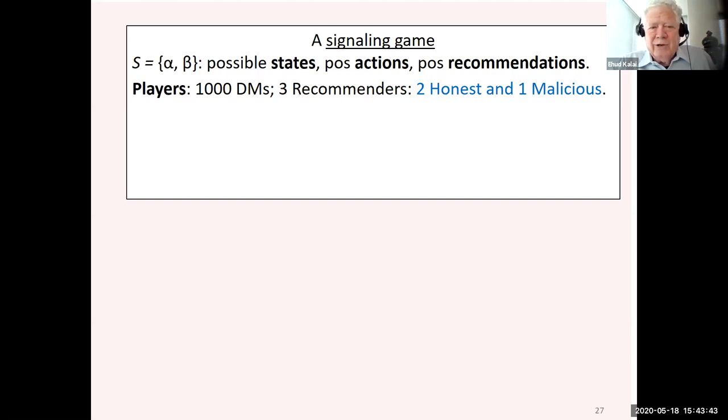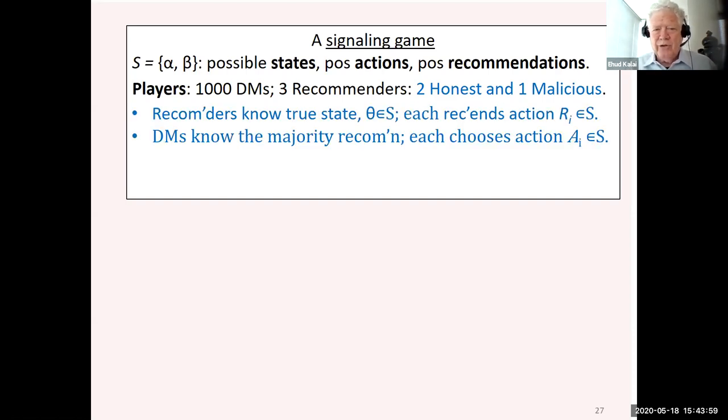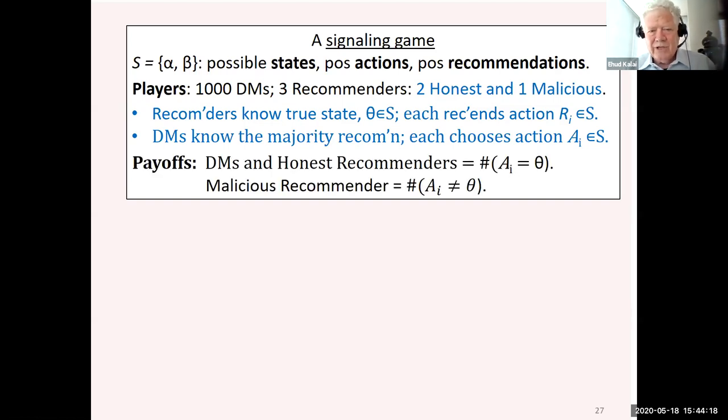There'll be 1,000 decision makers who have to decide which action to choose, but their choice will be based on the recommenders. And the recommenders are certain types. Two of them are honest and one malicious, so there is a majority of the honest ones. The recommenders know the true state, alpha or beta, and each can recommend one of the two actions. The decision makers are told the majority recommendation, and then they choose their action. The decision makers want to choose the right actions. They look at the number of players whose action corresponds to the real theta. The honest recommenders want to encourage this, but the malicious recommender is trying to have as many people as possible choose actions which are not the real theta.